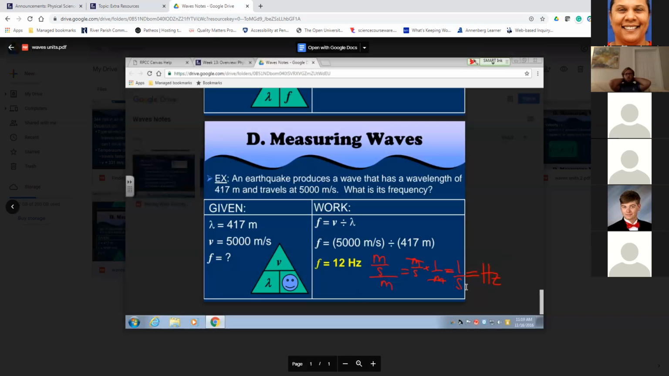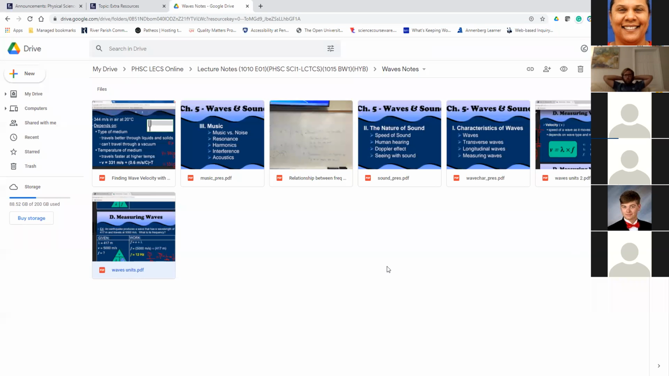If you stop and tell me 12, 1 over seconds, I'm going to take points because that shows that you haven't fully digested how to manage the units in this case. So you will want to make sure that you follow through and indicate the appropriate unit.